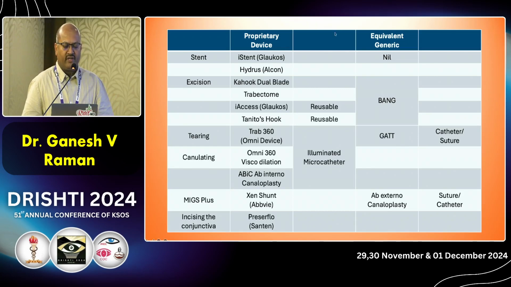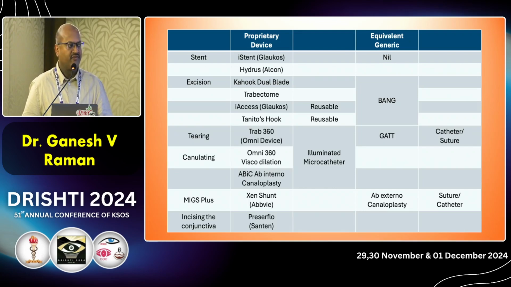So since you don't have that, you have the generic equivalent in India. For the excision, we use the needle, which is the bent needle. And if you want to do the tearing part, instead of using the catheter, you can use the GATT procedure. And for MIGS Plus, since you don't have a small device, you use the ab externo canaloplasty. So for the GATT, you can either use the catheter or the suture. The catheter is being developed by the LV Prasad and the Aurolab group. And again, for ab externo, you can use the suture or the catheter. So you could call them the equivalent generic devices.